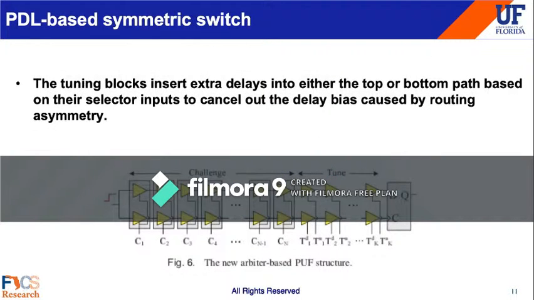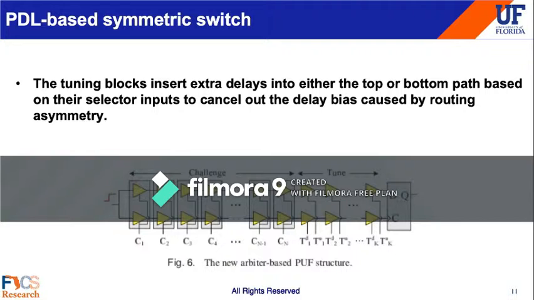So with this knowledge in mind, we introduced the new arbiter-based PUF structure over here with challenge blocks and tuning blocks. The tuning blocks insert extra delays into either the top or bottom path based on their selector inputs to cancel out the delay bias caused by the routing asymmetry.